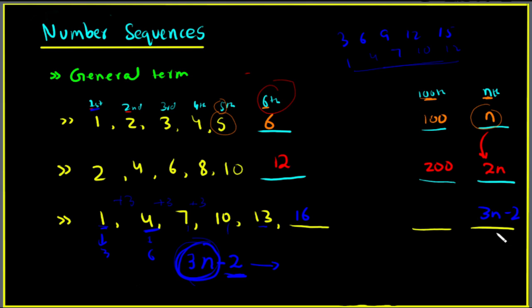So 3n minus 2 would be the nth term, and in order to find the 100th term, we just need to put in 100 for n. So 100 times 3 is 300, minus 2 is 298. So the 100th term would be 298. So that's how you find the general term of a sequence in order to find any nth term of that sequence.